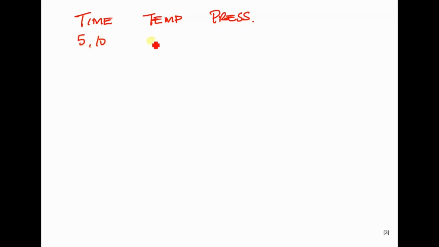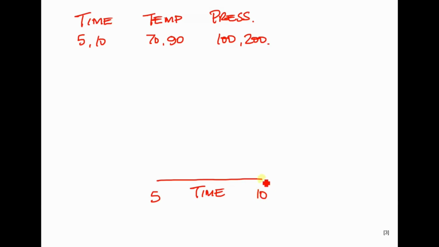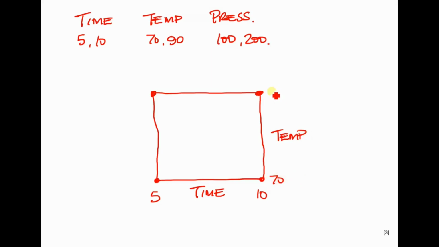But if we say time is going to be 5 to 10 seconds, temperature is going to be 70 to 90 degrees, and pressure is going to be 100 to 200. Here's the pattern that gets tested. We'll start with time. It's going to be tested at the low and at the high only. So we're going to test 5 and 10. Then what we're going to do is we're going to test temperature whilst those 2 tests are going on. So this gives us 4 test combinations. So this is now temperature here up the side. And obviously we're going 70 at the bottom, 90 at the top, 70 to 90.